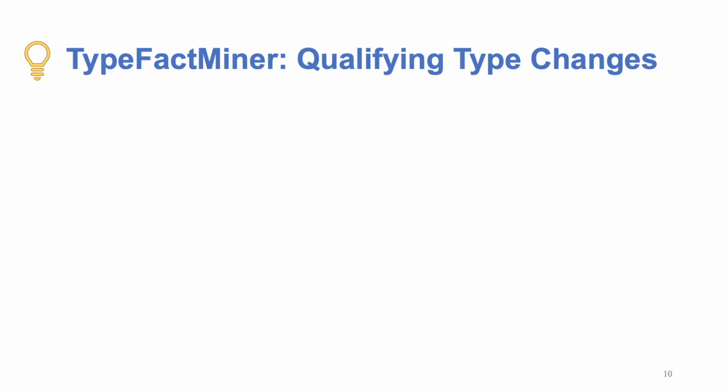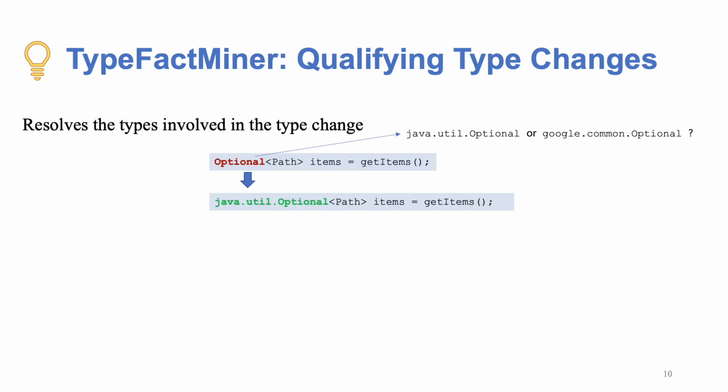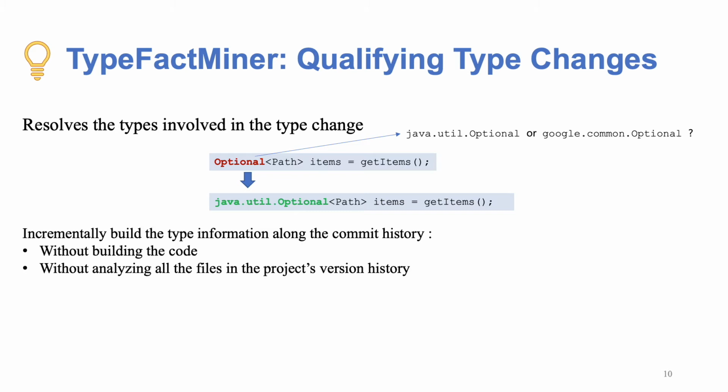Analyzing only the syntactic differences between the AST nodes in a type change is not enough to correctly detect a type change. For example, we would want to identify here if in the before code the type Optional referred to Java's Optional or Google Commons Optional. Because if it referred to Java's Optional, this is not really a type change. Here the developer just decided to use a fully qualified name of the type. TypeFactMiner can infer this kind of type information of an element at any version in the commit history without requiring to build the code or even having to analyze the entire source code.